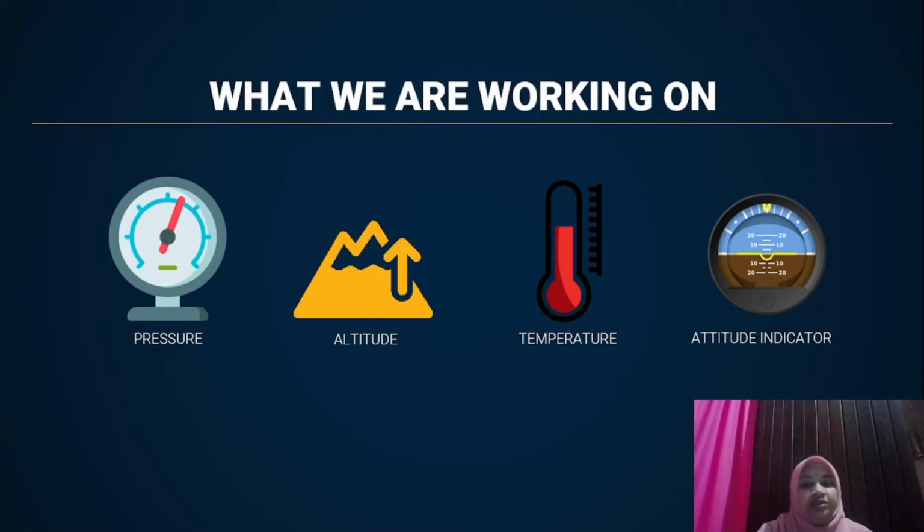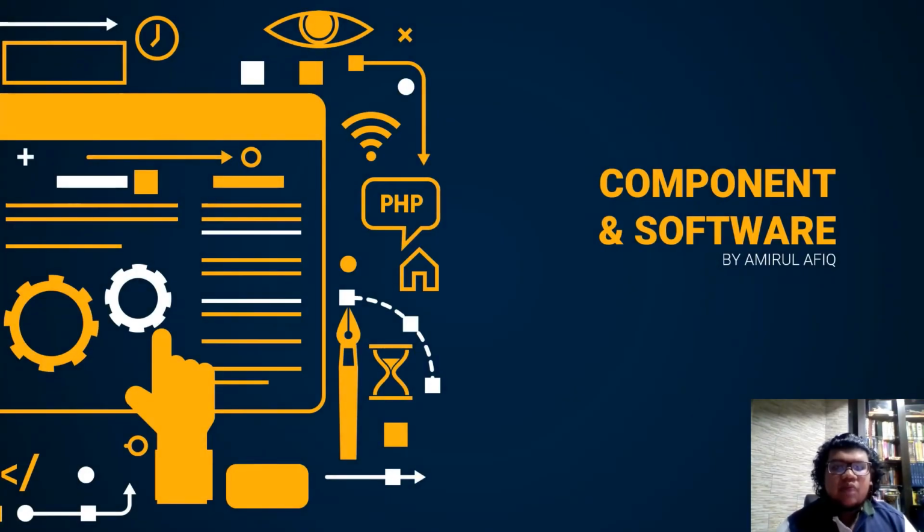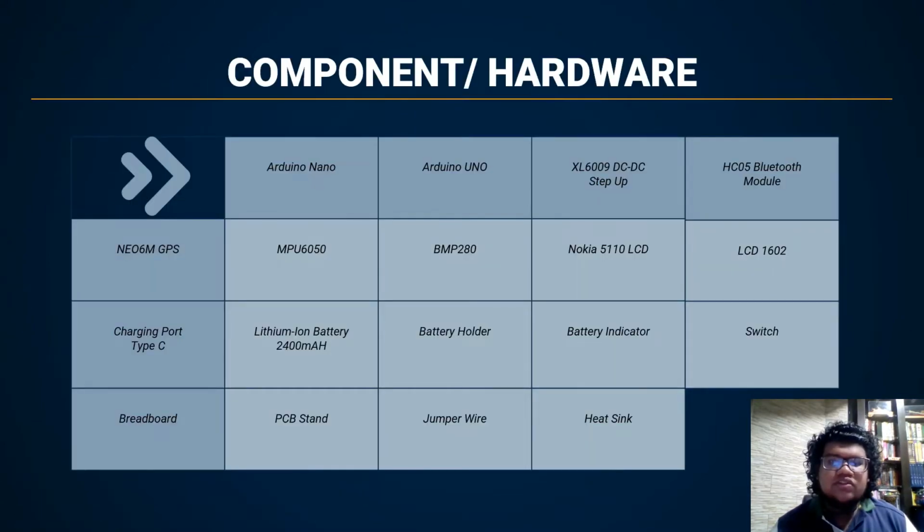These parameters could be obtained by using components and hardware in our Arduino, which will be explained more by Amirul Afiq. Thank you. Assalamualaikum. My name is Muhammad Amir Rafiq and I will explain about the components and software used for our project. For the hardware, we use two Arduino, which are Arduino Nano and Arduino Uno. Arduino Nano is used to operate all the sensors, while Arduino Uno is used for artificial horizon.